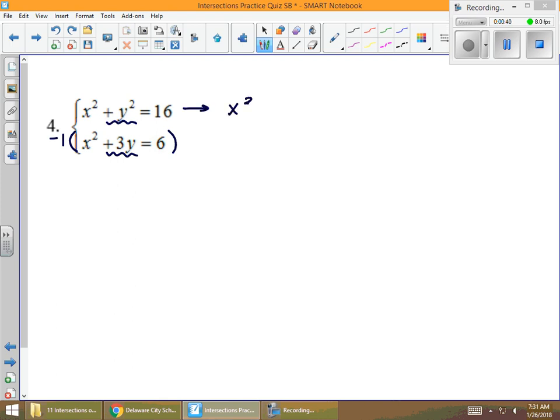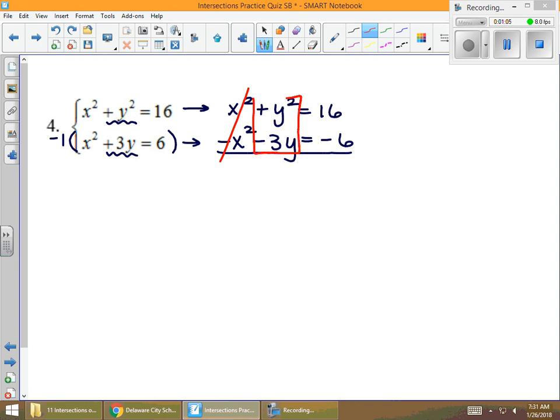So my original equation is going to stay the same. And my bottom equation here is going to end up -x squared minus 3y equals -6. And just remember to carry that all the way through. And then our x squareds are going to cancel. They're the only ones we can cancel here. We can't cancel the y's since they don't have the same exponent.